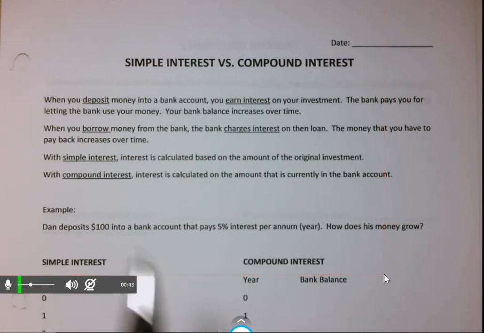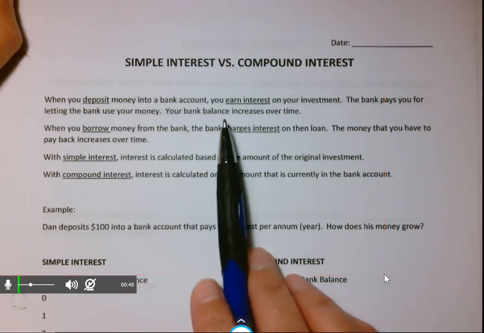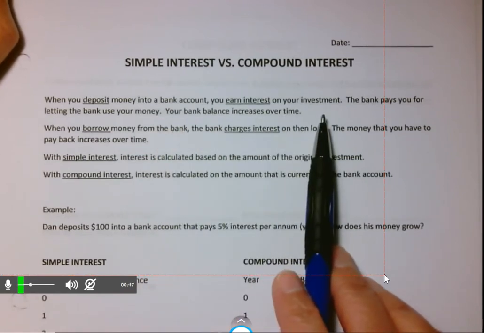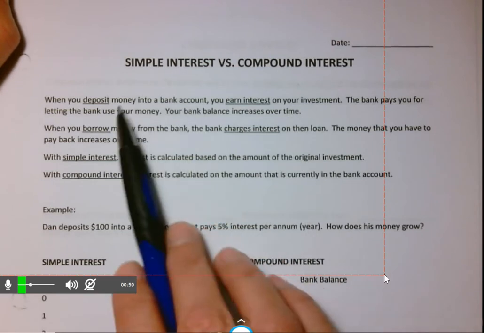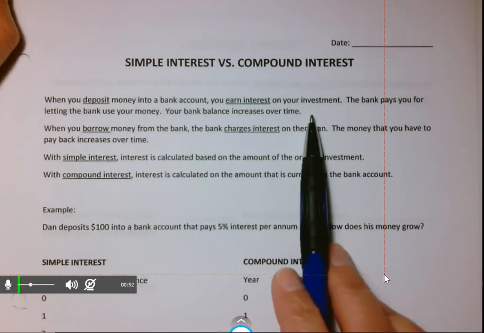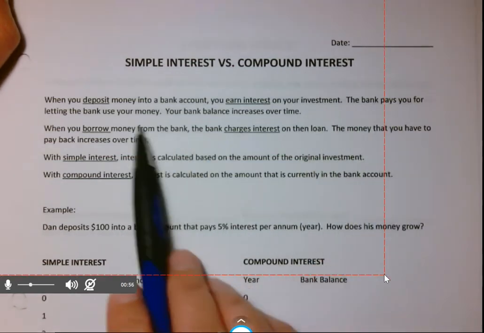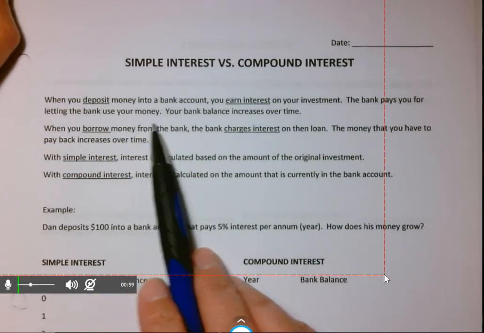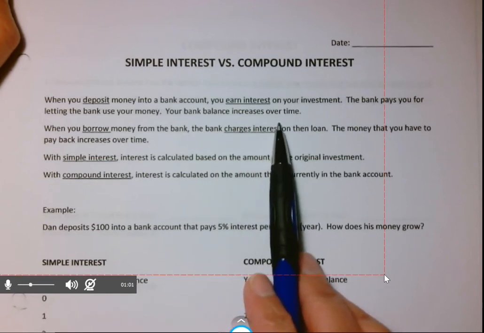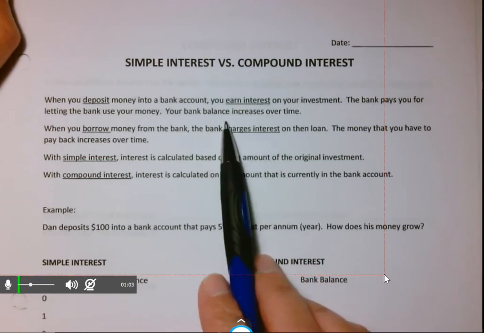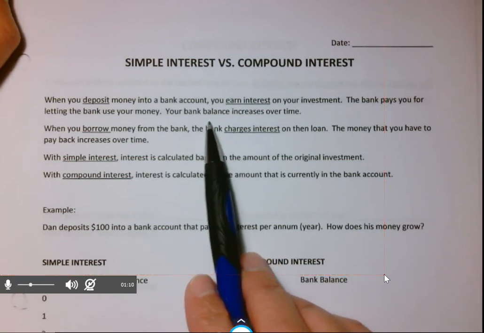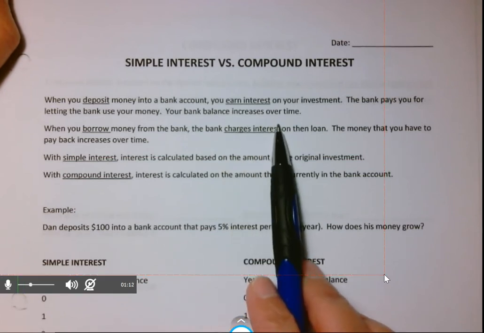So let's read here. When you deposit money into a bank account, you earn interest on your investment. There are some new words here like deposit, interest, and investment. Investment is how much money you put into the bank. The bank pays you for letting the bank use your money. Your bank balance increases over time. Your bank balance is how much money is in your account, and when you save money with a bank, your balance will increase over time. The amount of money that you have in your account will grow.